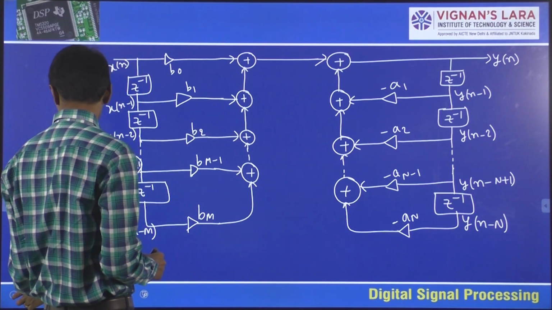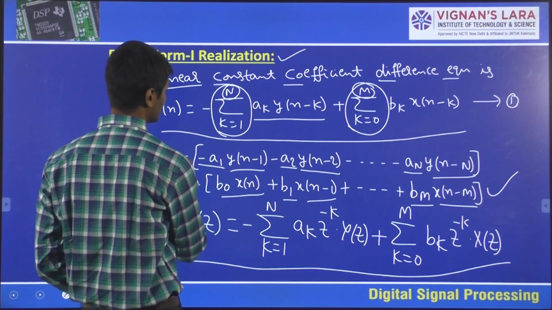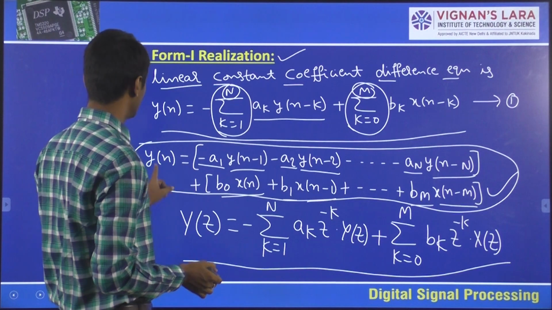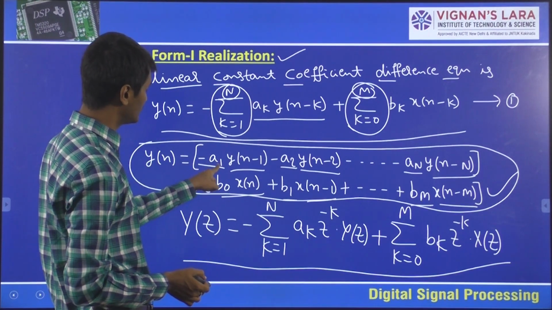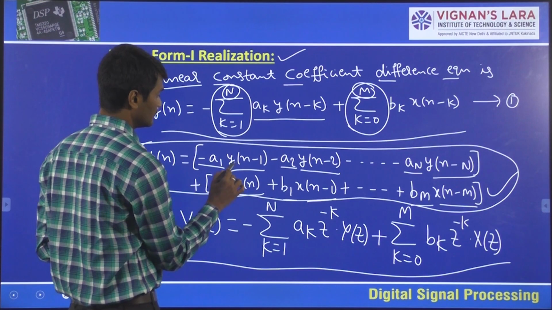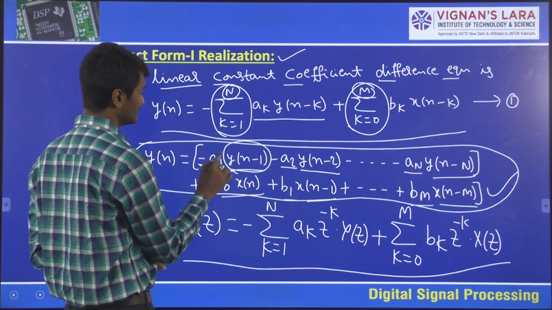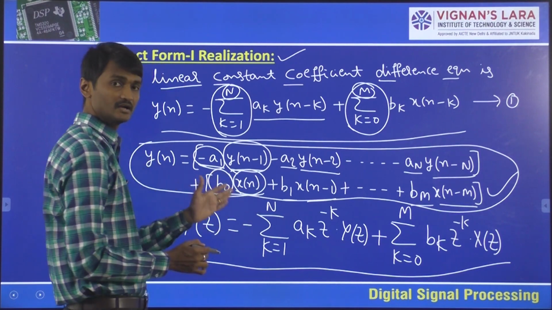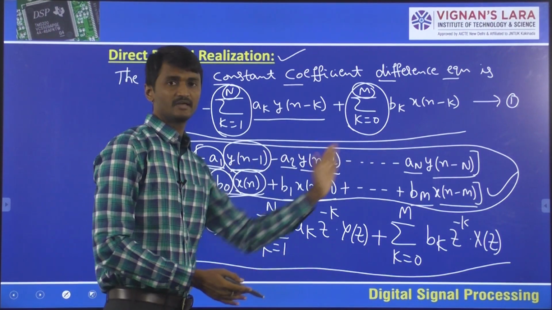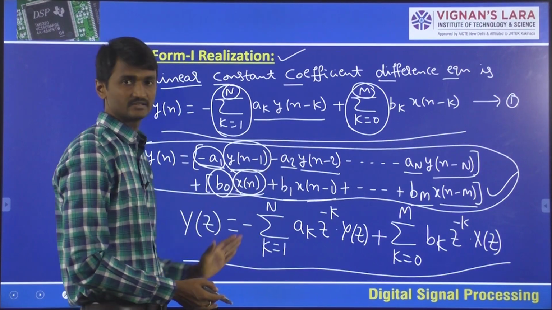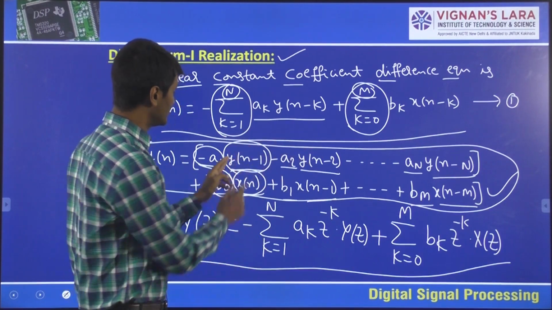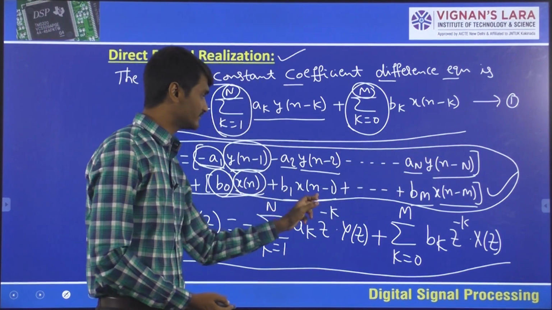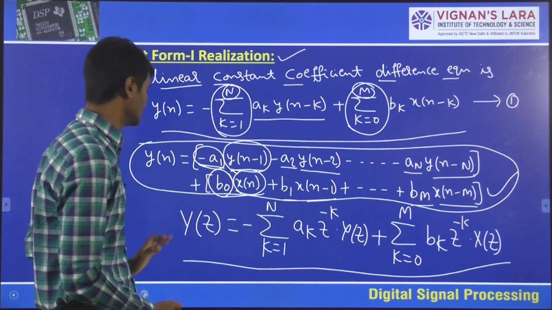Now if you observe this equation, y of n is equal to minus a1 and so on, these multiplier factors. So y of n minus 1 is multiplied with minus a1. In the same way, x of n is multiplied with b naught. So like that, different multiplier and amplification factors are there. Okay, so different delay elements, y of n minus 1, y of n minus 2, like y of n minus n. Similarly, x of n minus 1, x of n minus m are there, right?